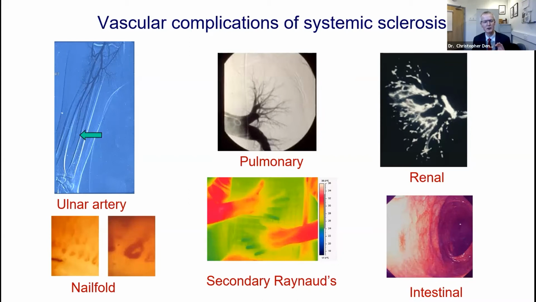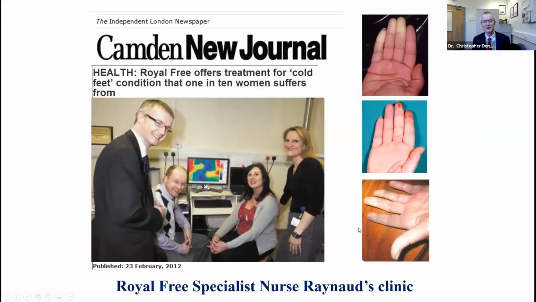So Raynaud's is an important component, but also in our patients with systemic sclerosis and connective tissue disease, we're seeing other important vasculopathies, as you can see. So Raynaud's is an important component, but is something that we need to see as part of a systemic vascular disease. So we have a primary Raynaud's clinic in our hospital.